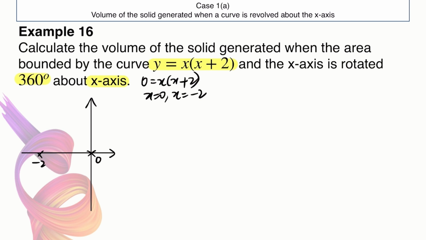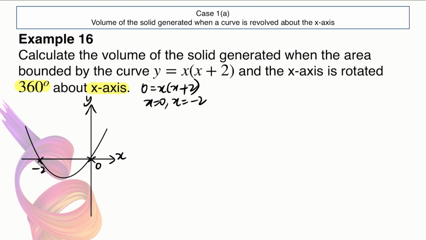Since this is a quadratic function and the coefficient of x squared is positive, we know that the shape of the quadratic is a smile shape. So let's draw a smile shape first. Here is the y-axis, here is the x-axis. Now we want to find the focus area that is bounded by the curve and the x-axis. So there are two boundaries: the first one is the curve x(x plus 2), and the x-axis. If you look here, this is the area that we should focus on.